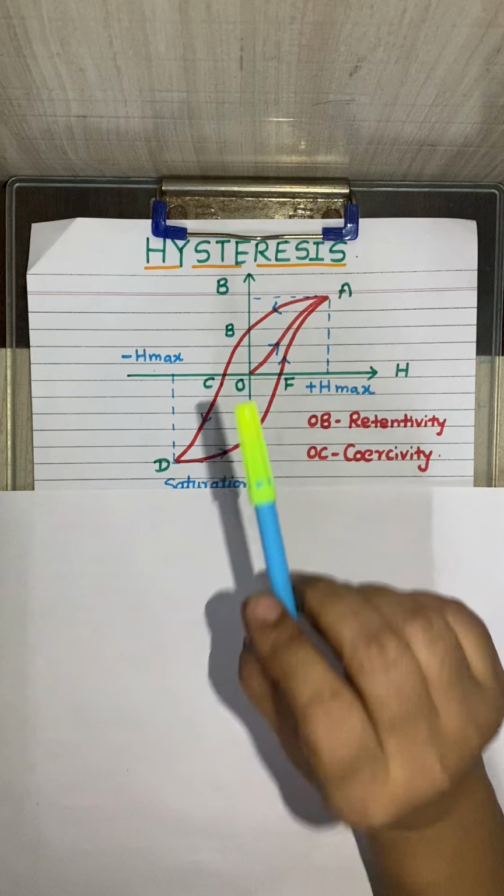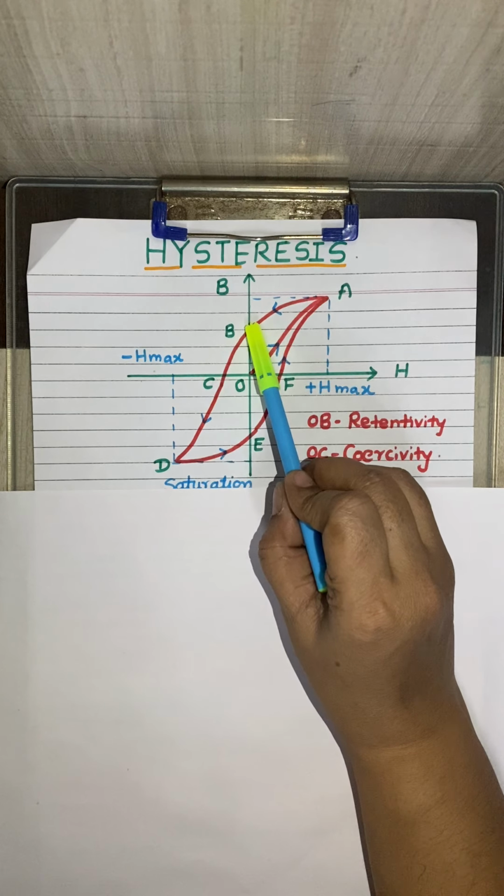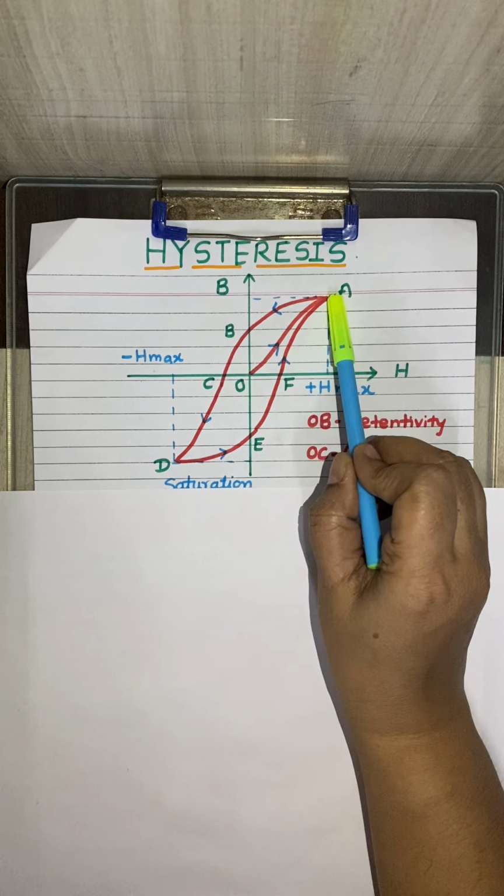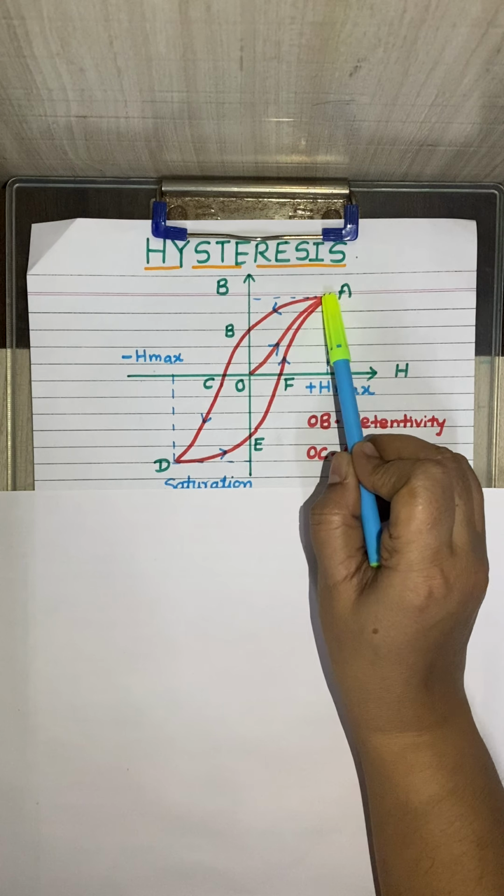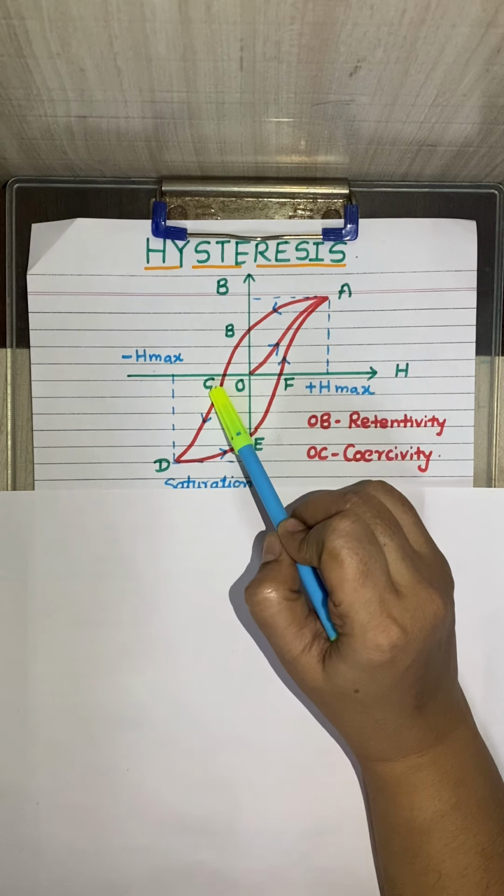Now the third point we are going to start. We have moved from O to A, then A to B, and now we are going to change it.